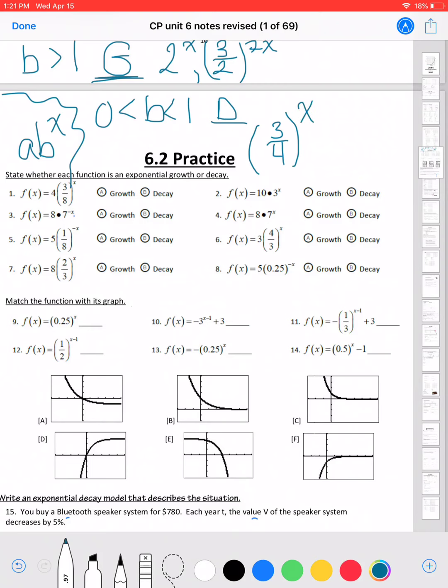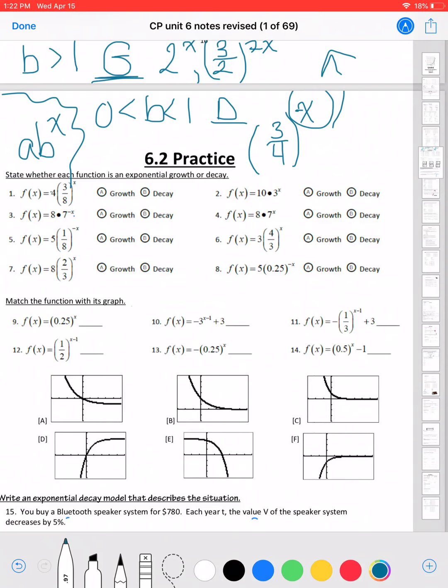to the x power. But this is where we have to be careful, because if I take this exponent and I make it negative, then it's no longer decay. They sort of undo one another, and now it becomes growth. So we'll see that with some of the examples below. I'm making this shorter, so I'm going to skip around, talking about probably numbers 1 through 8, and then going down to 15, 16, and 17.